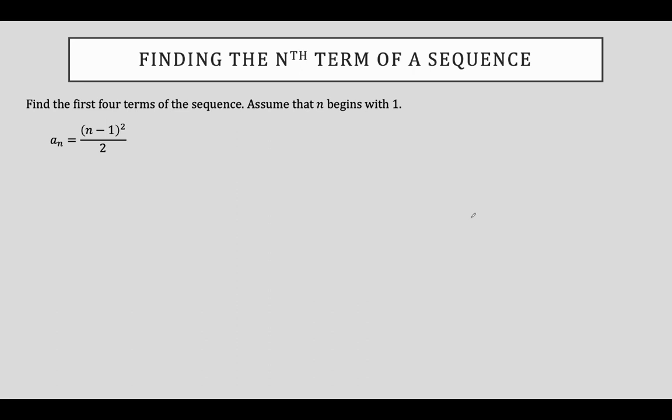Let's go through some examples here where we find the nth term of the sequence. Find the first 4 terms of the sequence, assume that n begins with 1. Now this is a lot like evaluating functions. The first term, assuming that n begins with 1, would be a subscript 1. Notice, we replaced n with a 1, therefore we are going to plug in 1 for every other n that we see in the equation. A1 is therefore equal to 1 minus 1 quantity squared divided by 2. Well, simplifying that down, that gives us 0.